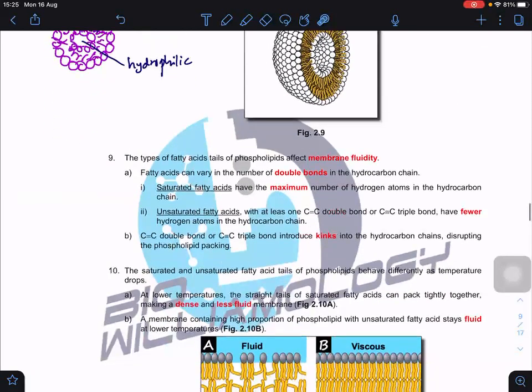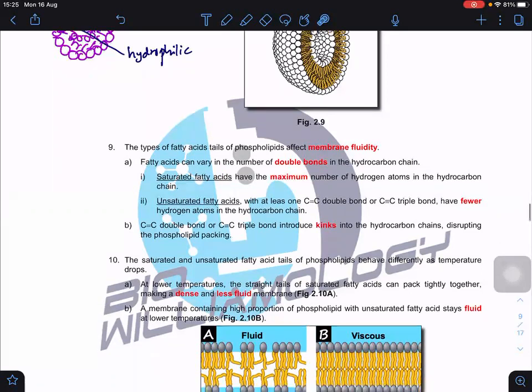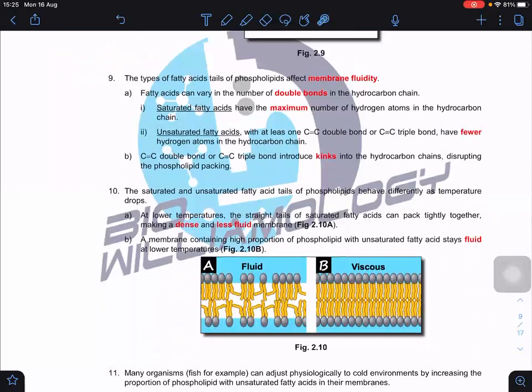Okay, so the type of fatty acid tail of the phospholipid will affect the membrane fluidity. Fatty acids can vary in number of double bonds. When we talk about saturated fatty acid, be careful: they have the maximum number of hydrogen atoms in the hydrocarbon chain. So they are relatively linear, which means we can pack them very nicely. So it will form a very viscous membrane when you pack them nicely, right?